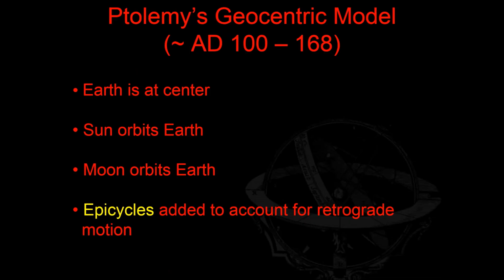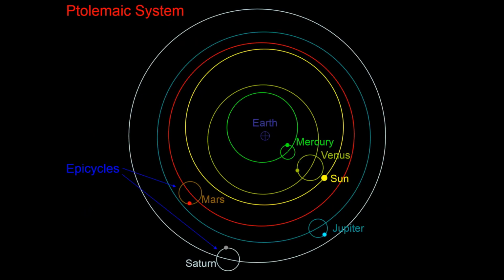So in his model, Earth was at the center, the sun orbited the Earth, and the moon orbited the Earth, and so did everything else. Now, if you want to account for the retrograde motion, you can add what are called epicycles. And bear in mind, we now know this model is wrong, but this was how they accounted for retrograde motion.